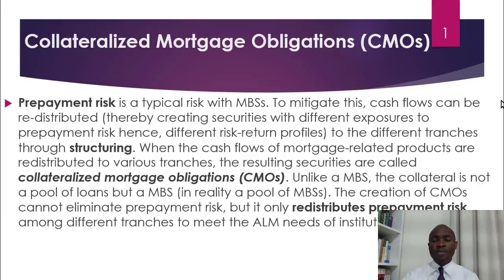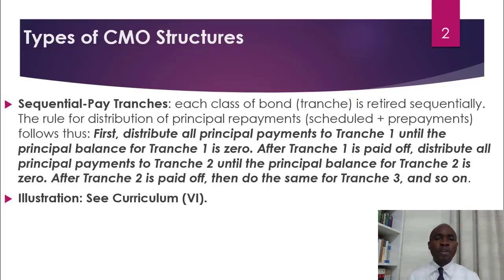Now, let's see how we can create different structures to manage prepayment risk. Let's see different types of CMOs that we can create to manage prepayment risk. The first kind of CMO I want to discuss here is what we call sequential pay tranche. Now, what is a sequential pay tranche? A sequential pay tranche CMO is basically a mortgage-backed security that you create by creating different tranches.